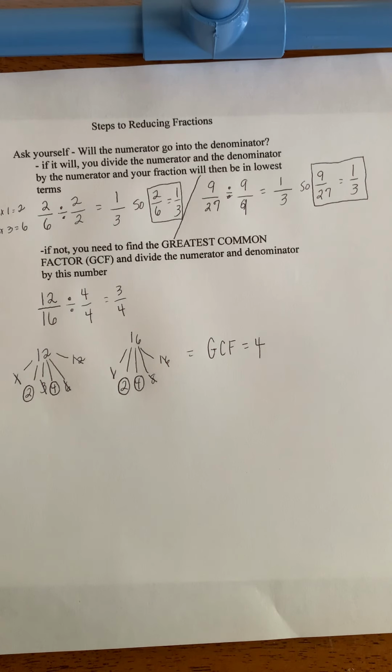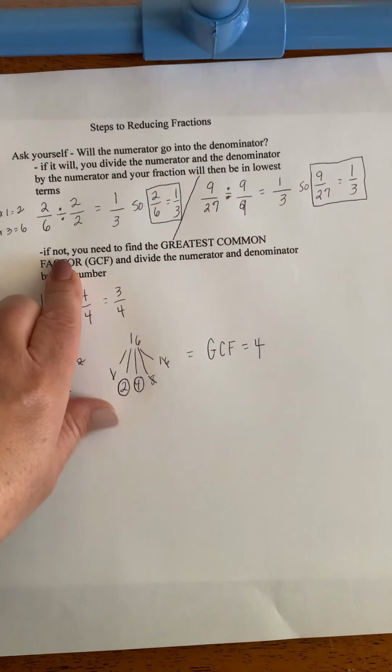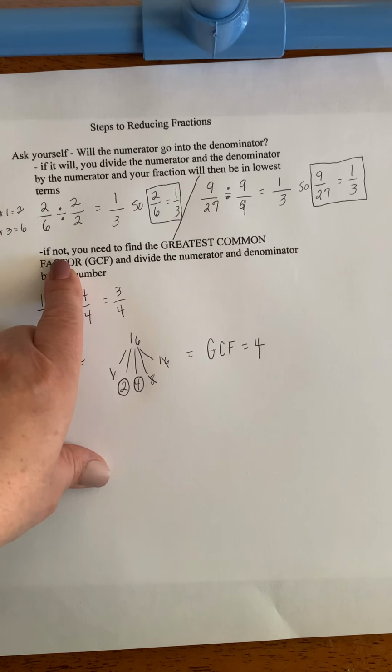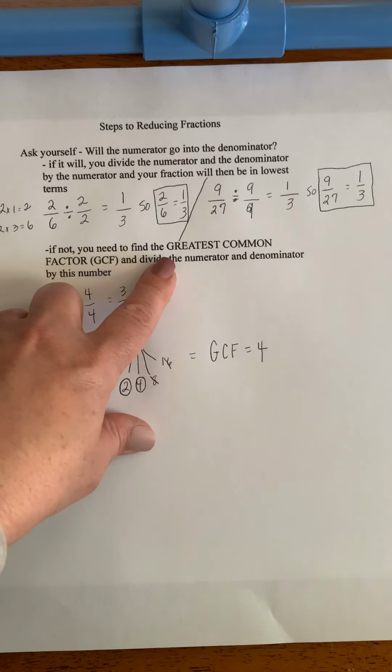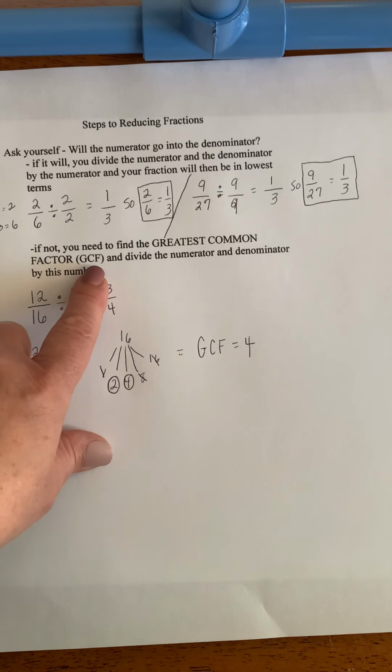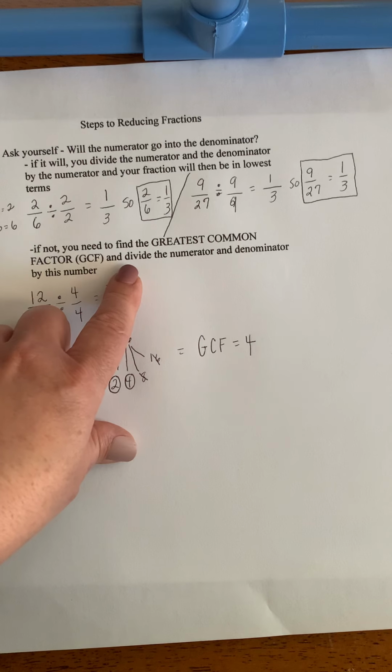And right here, it says if the numerator does not go into the denominator, which you will see a lot, you need to find the greatest common factor. That's called the GCF. And divide the numerator and the denominator by this number.